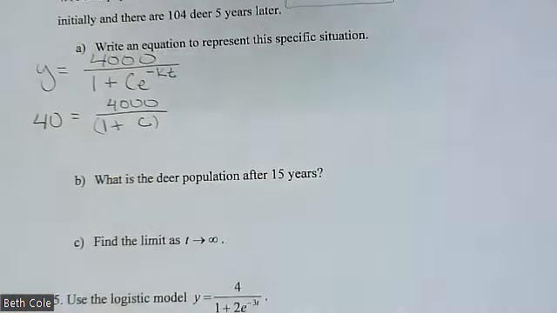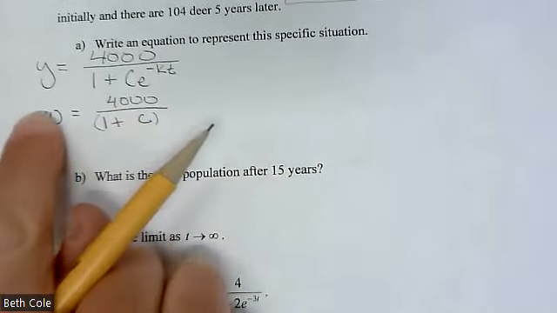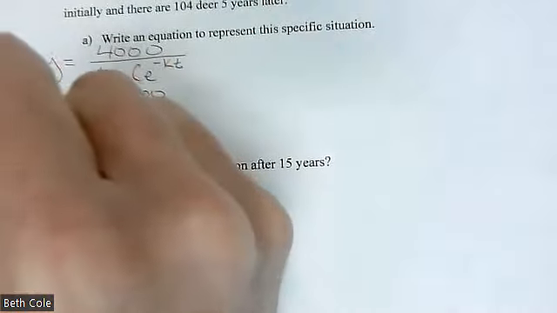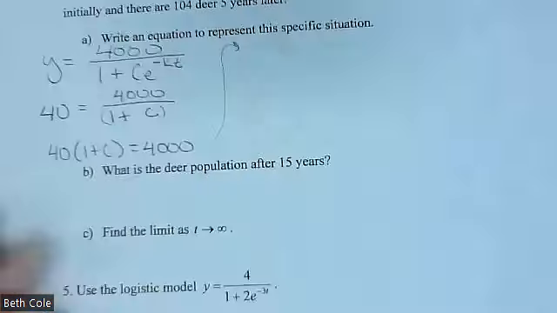And I'll give you a hint. We need to put parentheses there. Multiply by 1 plus C. We're going to multiply that to the other side. All right, then what? Divide by 40.